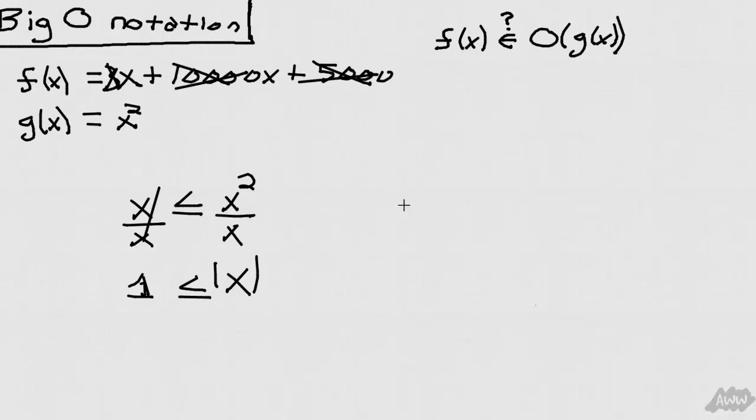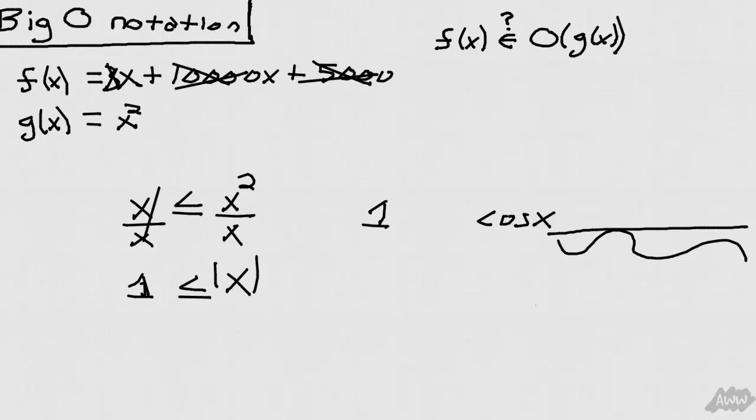The one exception is trigonometric functions, non-exponential functions, non-polynomials, and that would be 1 versus cosine of x. Cosine of x, as we saw before, oscillates between 1 and 0. We'll cover some of these special cases in a later video in this series. For now, we'll just stick with basic polynomials and other exponential functions.